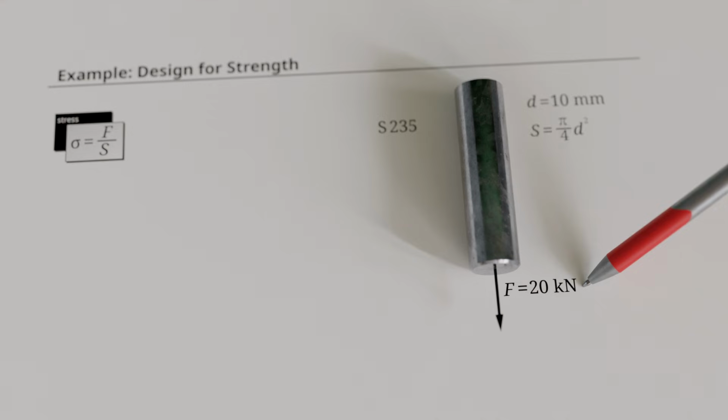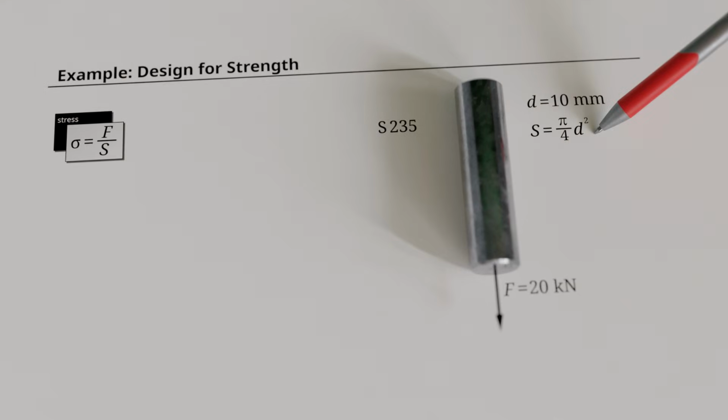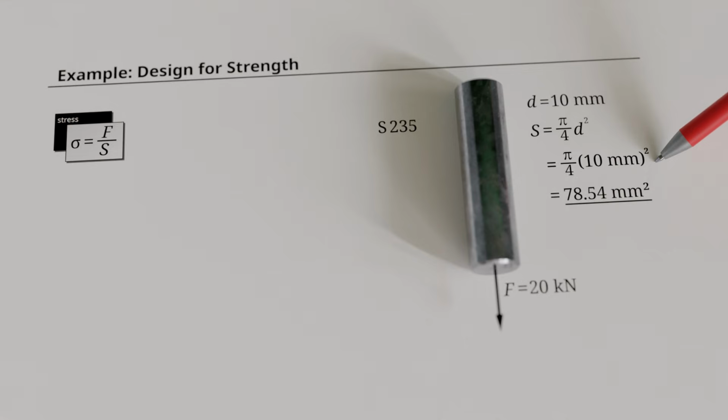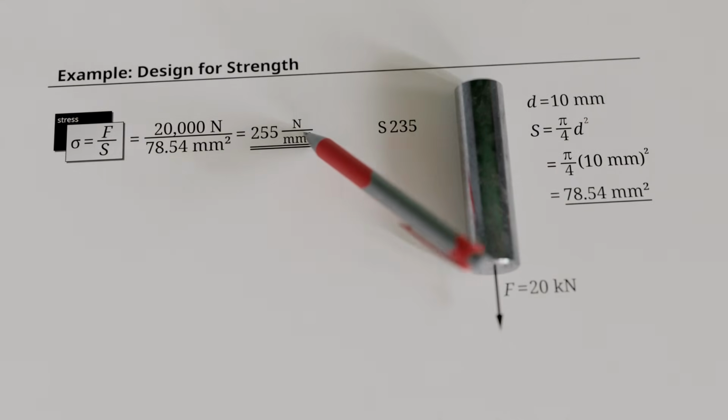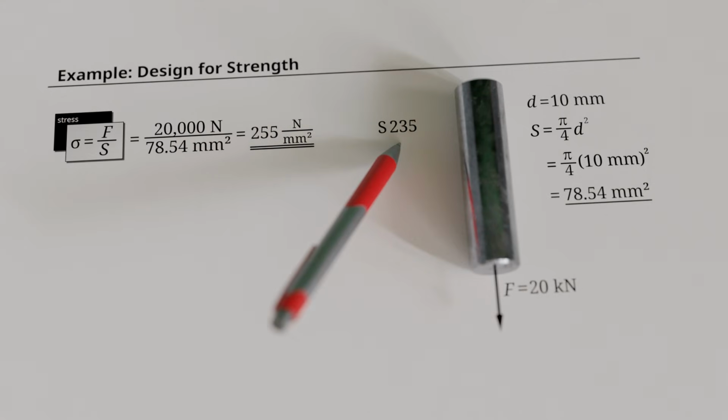Using the formula for the area of a circle, pi/4 times the diameter squared, the cross-sectional area is 78.54 square millimeters. The tensile stress inside the bar, calculated as the quotient of the acting force and the cross-sectional area, is thus 255 newtons per square millimeter. We now compare this stress with the yield strength. The steel designation S235 indicates a yield strength of 235 newtons per square millimeter.